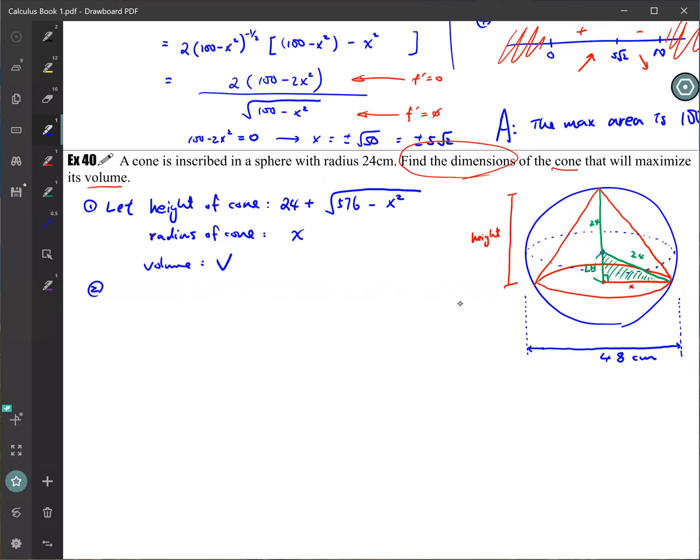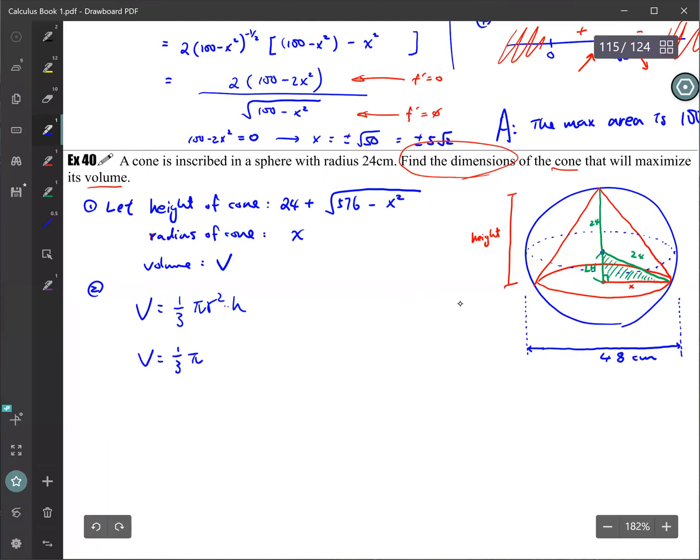Okay, so step 2 is to get the function that connects all of them, right? So the function is V equal, anybody remember the volume of cone? It was something over 3, right? Like radius squared or radius cube or something. Oh no, radius squared pi times height or something. Pi over 3. r squared height. Yeah, over 3. Okay, so we're gonna plug it in.